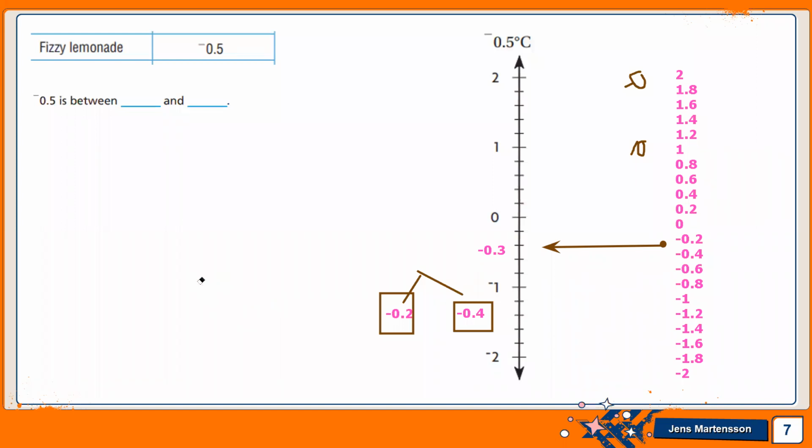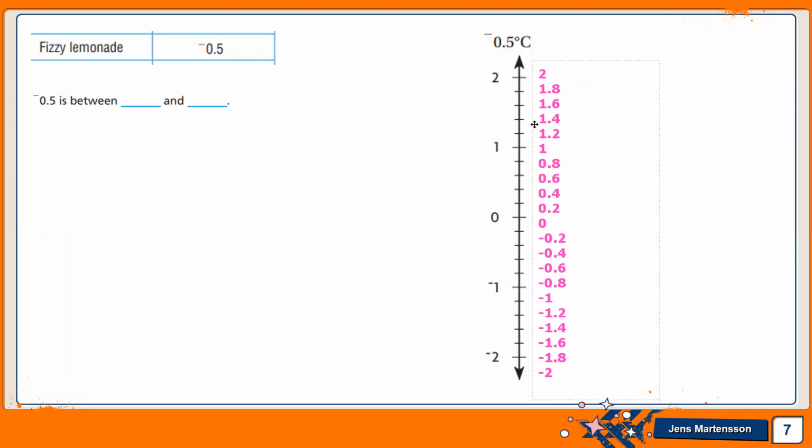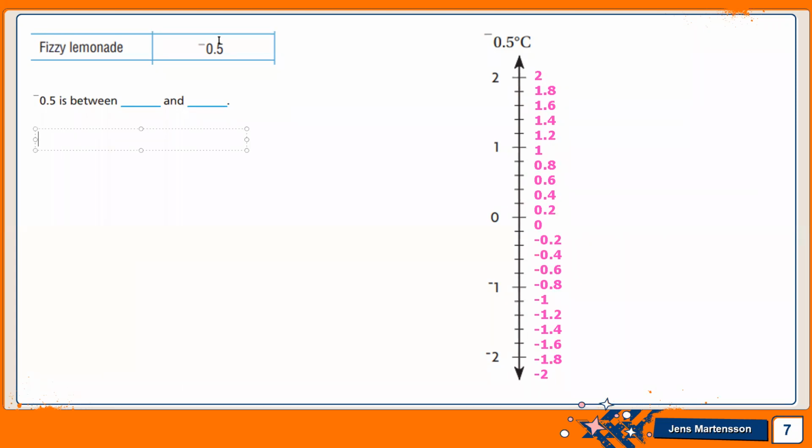Let's do now the second one. See, now I will take the same numbers and put them here. Yeah, the second one now. Negative 0.5. First of all, before that, 0.5 is between which two numbers?